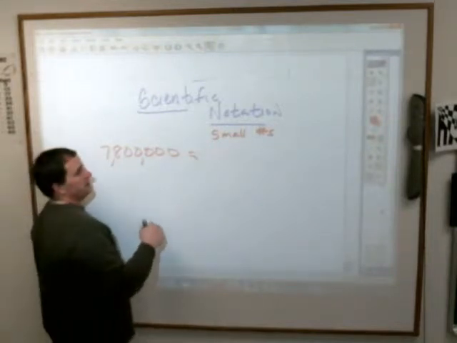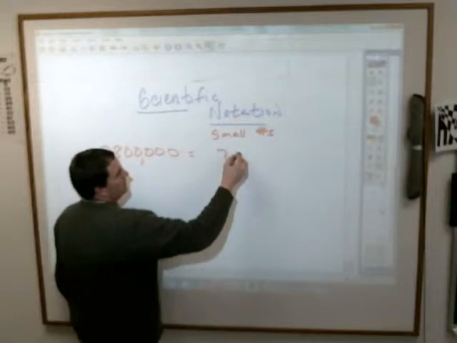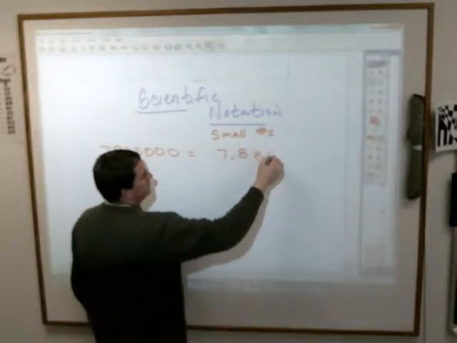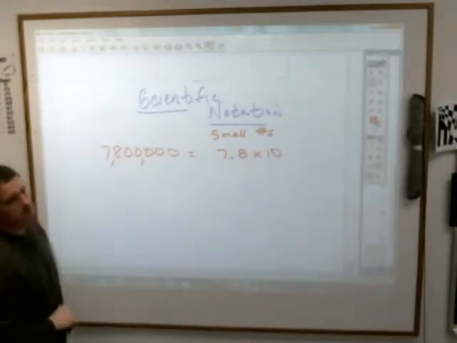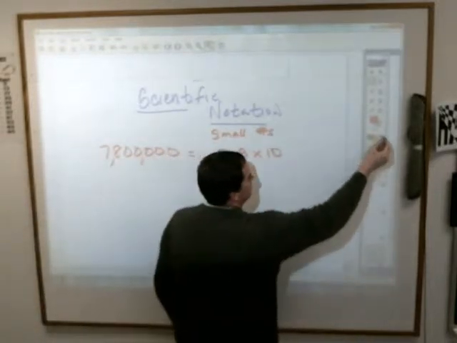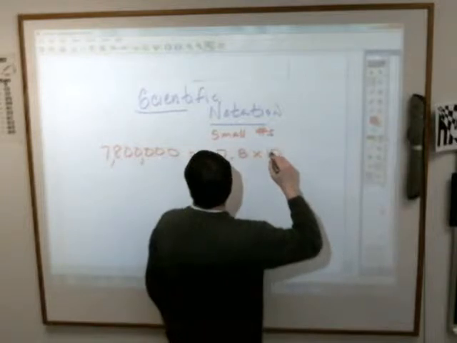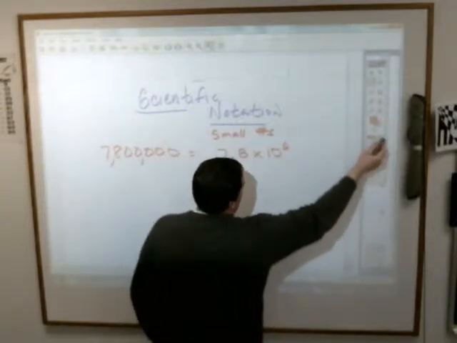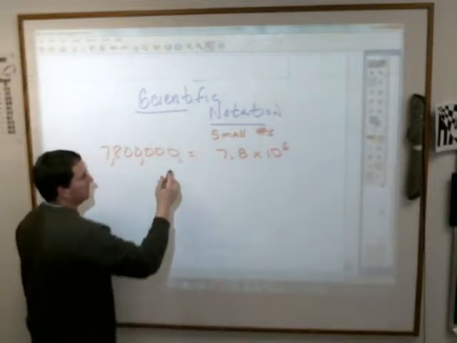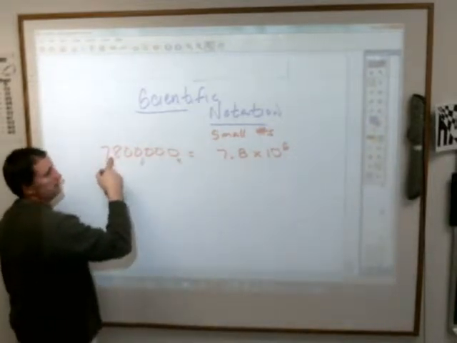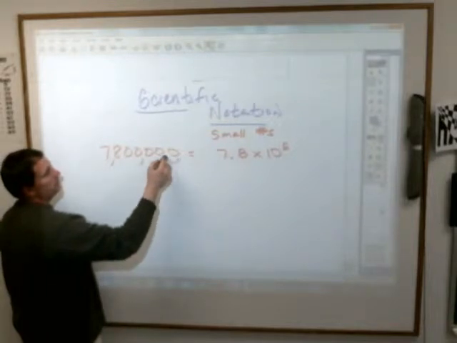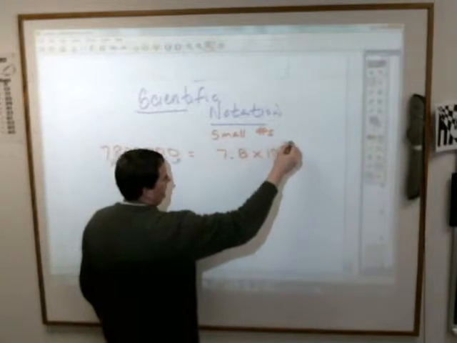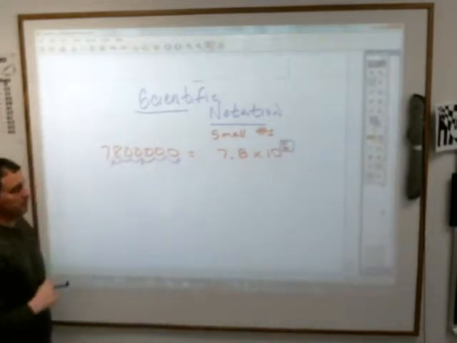So Alex says 7.8 times 10 to the 6th power, yeah. Okay. And again, Alex got that by this. The decimal started here. I needed to move it here to make it a number between 1 and 10, so it moved 1, 2, 3, 4, 5, 6 places. That's where this exponent of 10 came from.